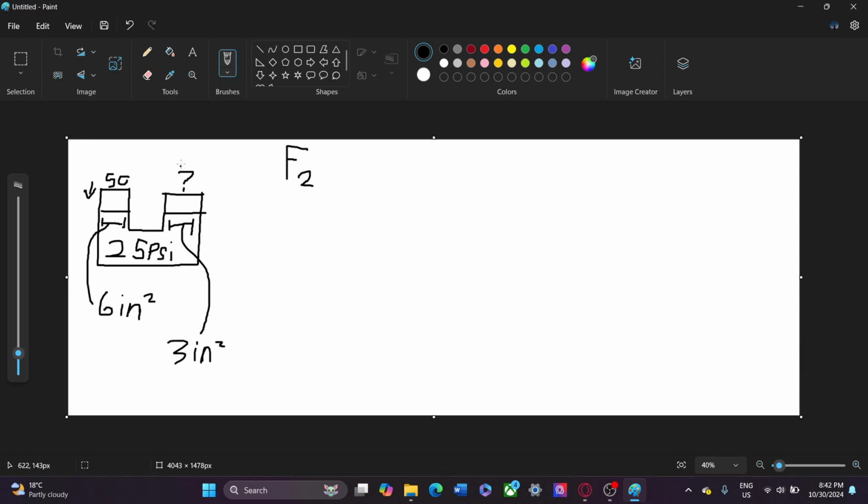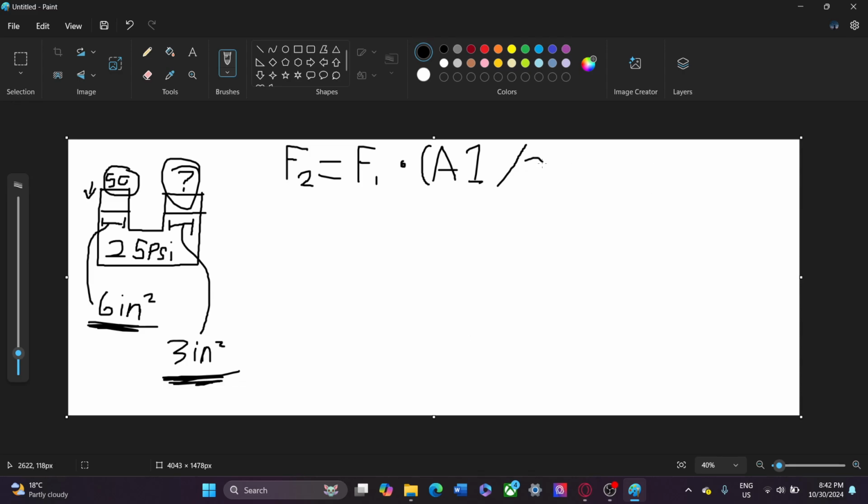F2, which is our force 2, which is right here, equals F1, which is right over here, times the area, area 1, which is right over here on number 6, divided by our area 2, which is 3 inches. That's how we get our force 2, right?